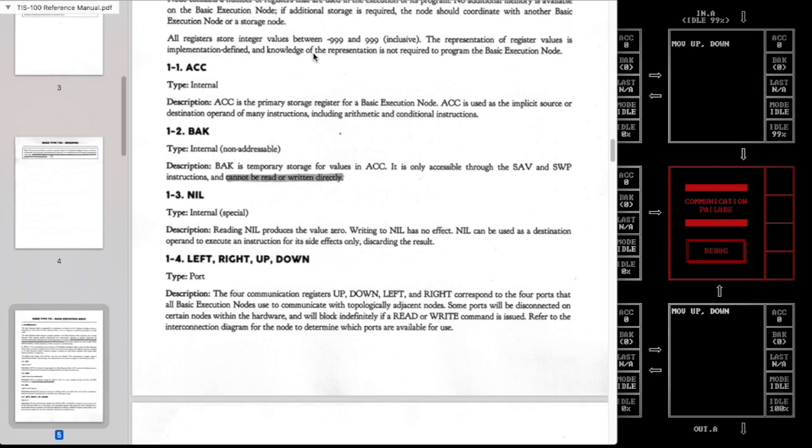Okay, so all registers store between -999 and +999 inclusive. Interesting. The representation of register values is implementation defined. A knowledge of representation is not required to program the basic execution node. So it doesn't require 1,000, it's not base 2.